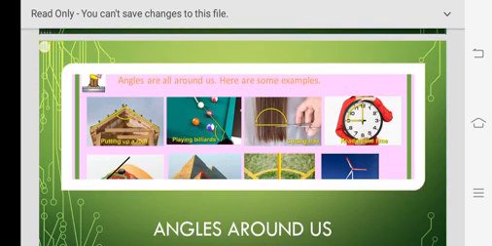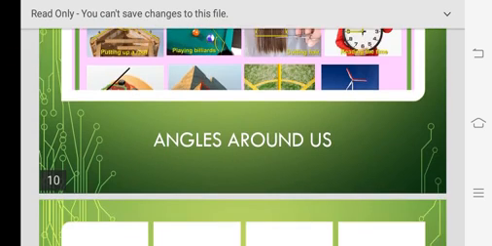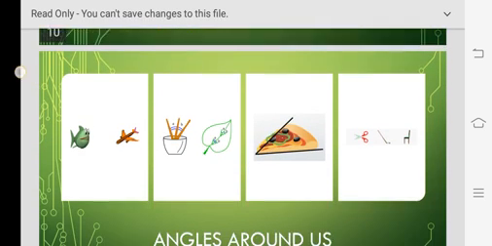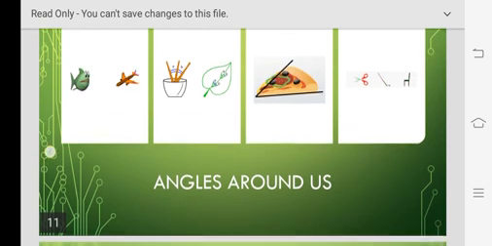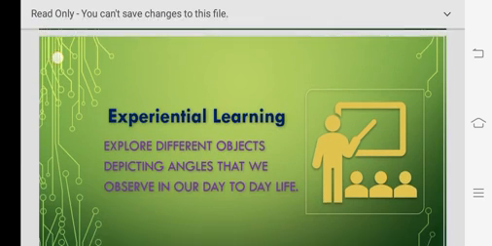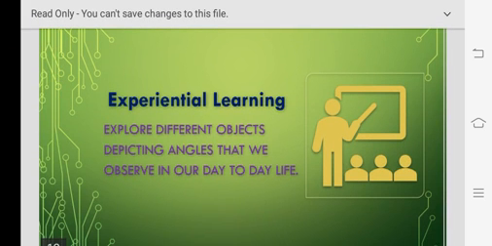You can see examples of angles around us. Billiard table, your hair, clock. Many are examples of angles. You can see pizza, open mouth of fish, aeroplane. So you can see the angles around yourself anywhere.